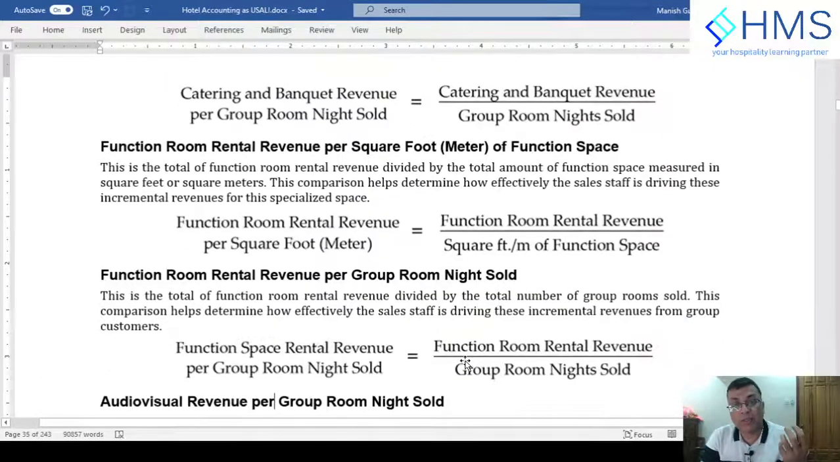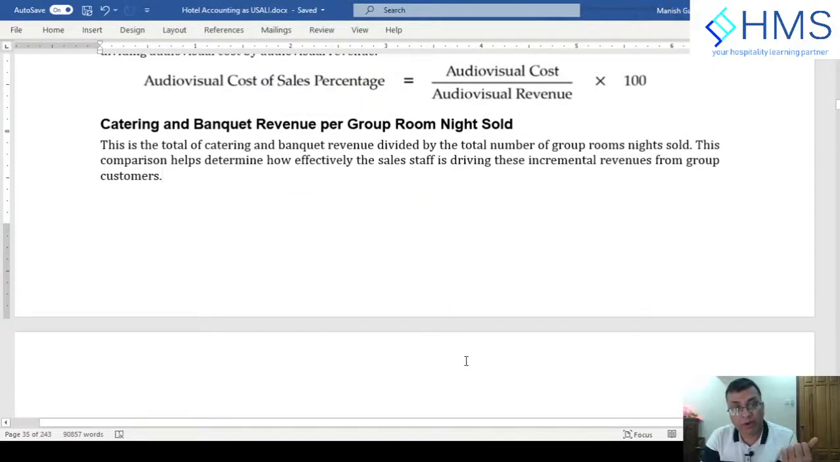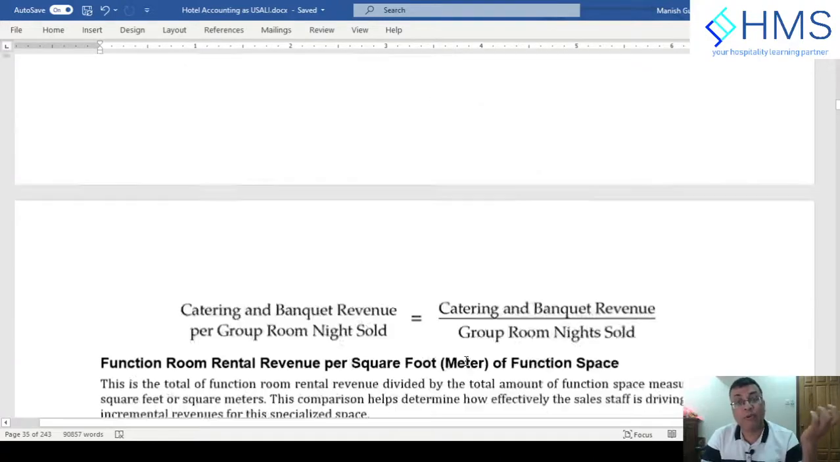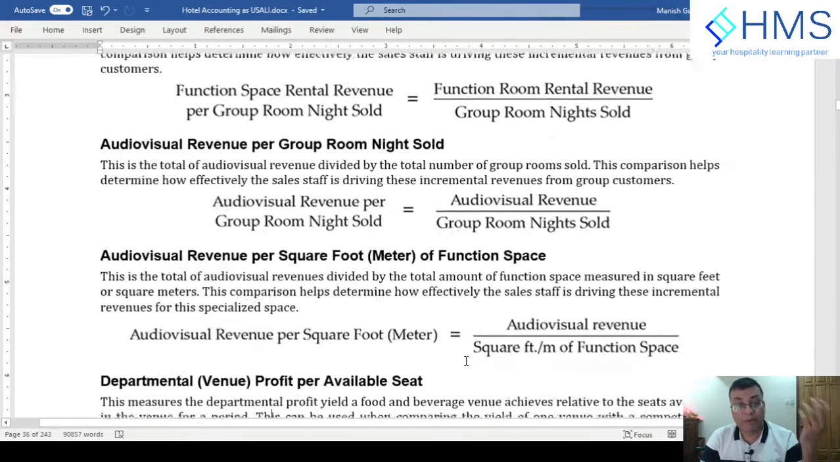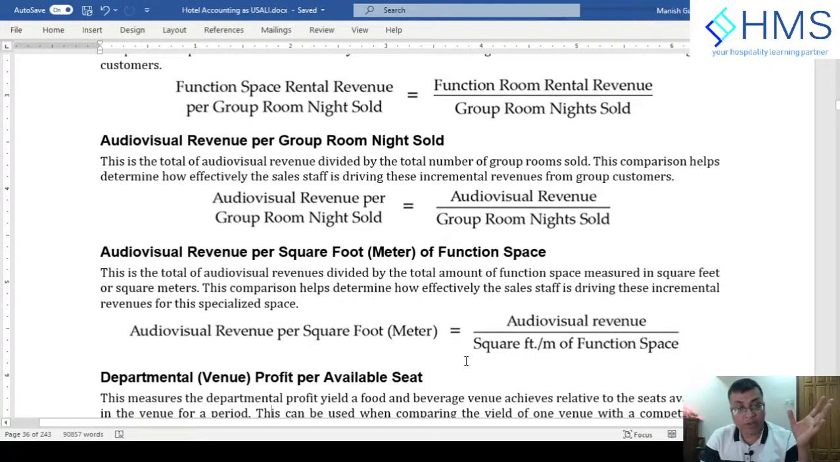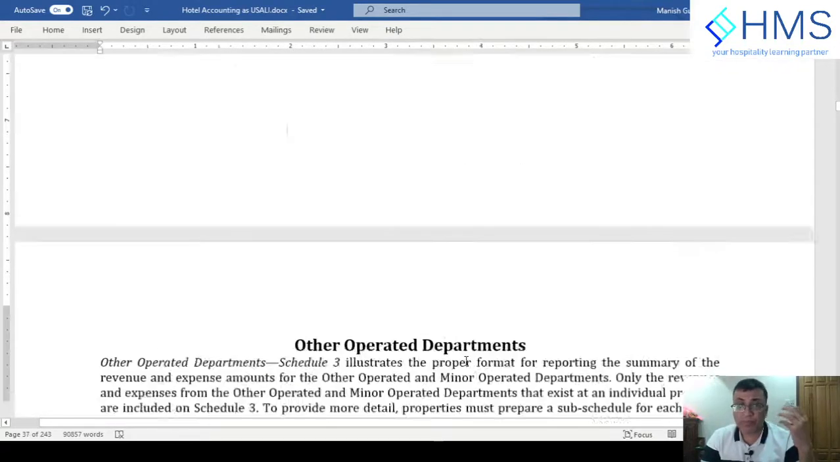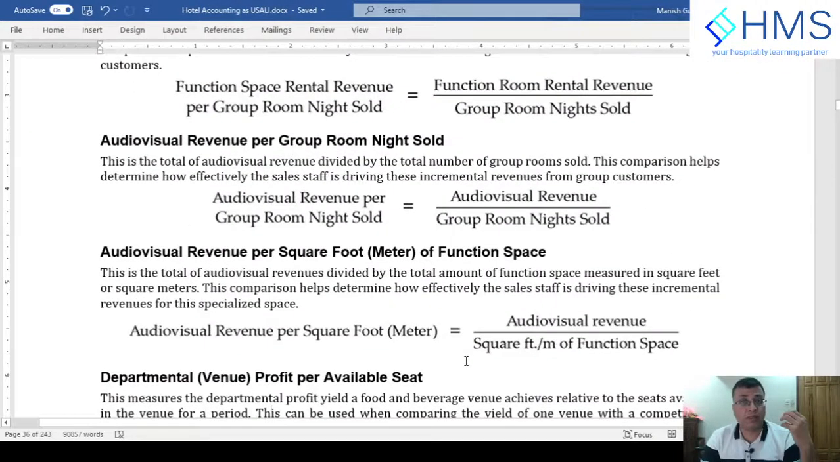We have also already discussed the catering and banquet metrics, room revenue per room night sold and per meeting space, in our previous table. So these are the formulas which I will be attaching to the lecture, so you can make reference to them while you are calculating your tables.